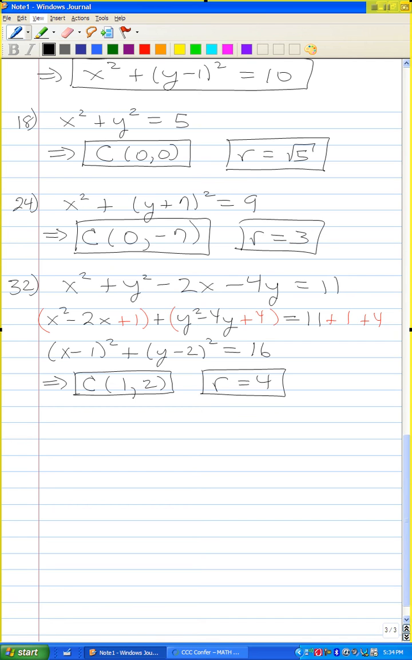Let me do problem number 28. 2x squared plus 2y squared minus x minus y equals 11. Let me group x's together, y's together. Okay, so let me complete the square.